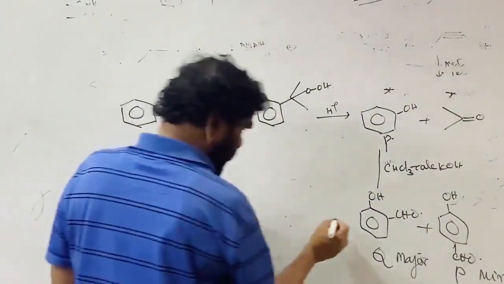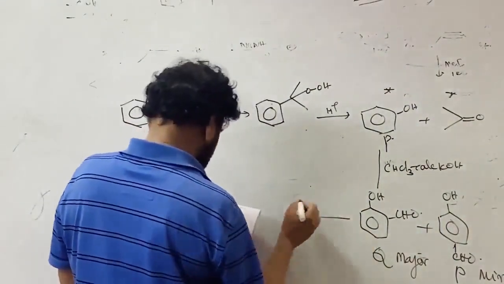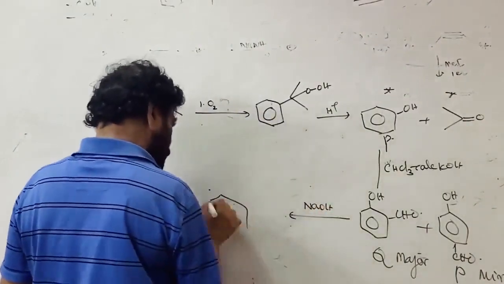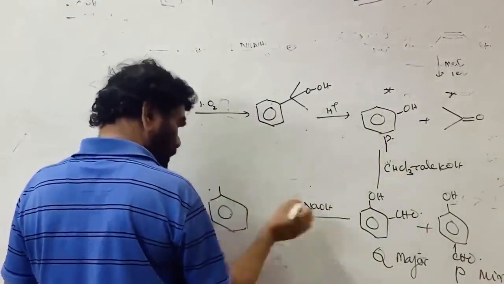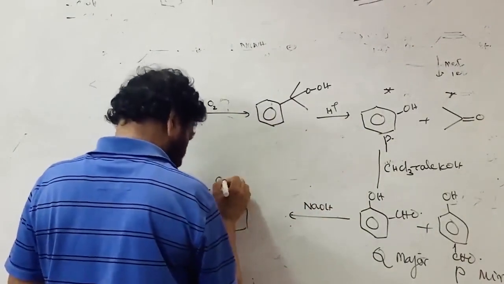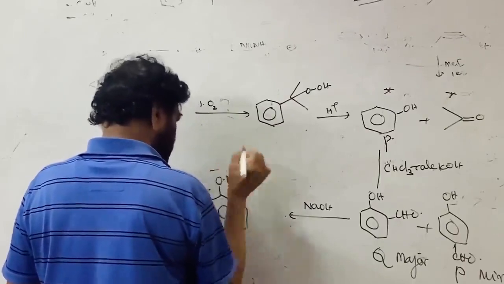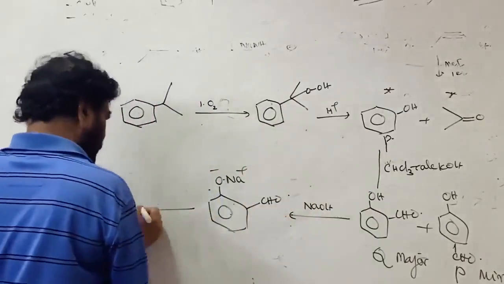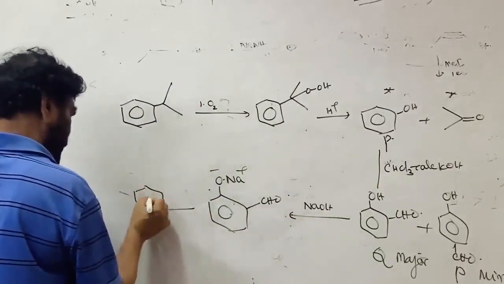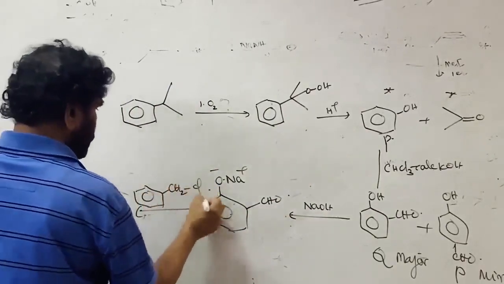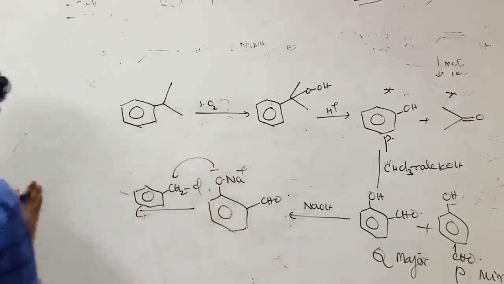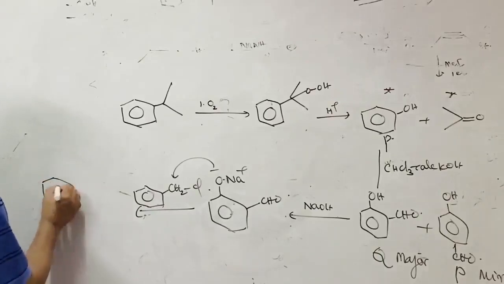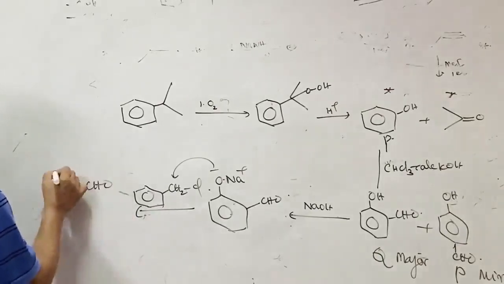Q is treated with sodium hydroxide. So this is converted to the sodium salt of salicylaldehyde. It is treated with benzyl chloride, CH2Cl, SN reaction. Ether is formed, that is aldehyde.